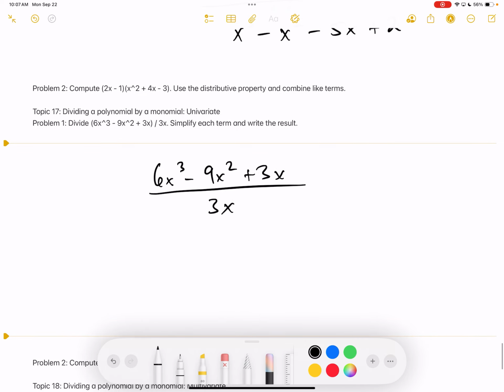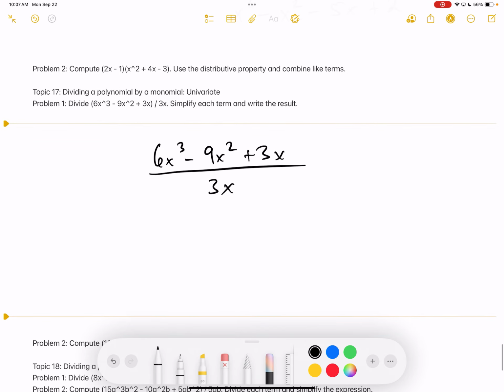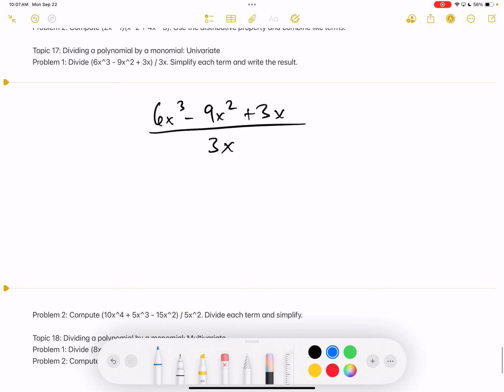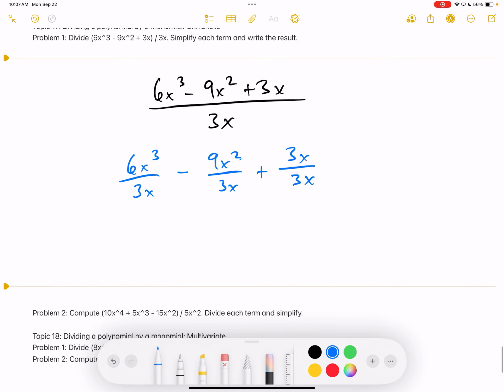Okay, so the fraction bar does mean to divide. This is the easiest way to write this. What I am doing on this one is I am dividing all 3 of these terms, this term, and this term. I'm dividing all 3 of them by 3x. I think probably when you start this, the easier way to write this is just to go ahead and separate it out and write it as 3 different division problems. So I am dividing everything in the top by 3x. So now I can just work each of these individually.